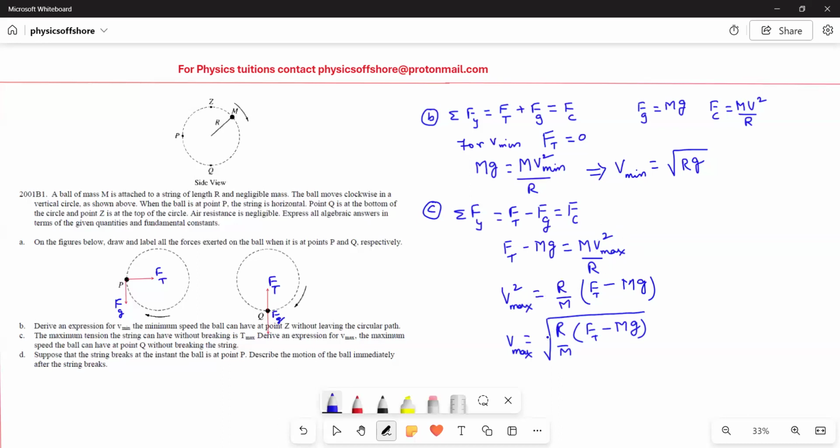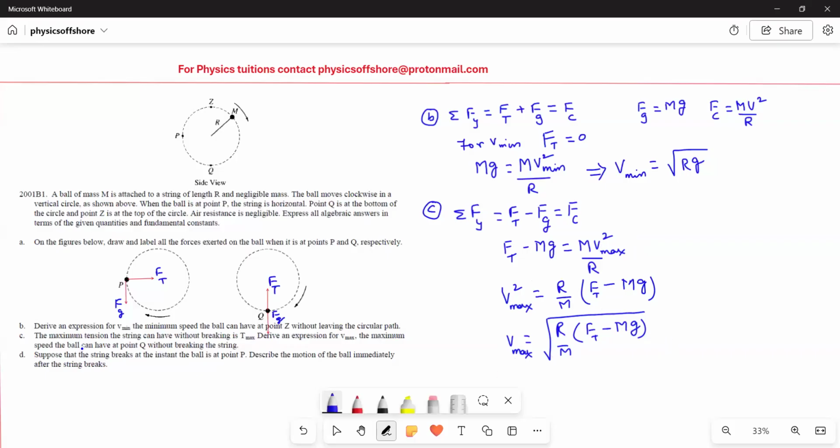Therefore, we are writing the expression for v maximum. I'm simplifying this equation. Ft minus mg is equal to mv squared over r. On simplification, I get vmax is equal to the square root of r over m times (Ft minus mg).